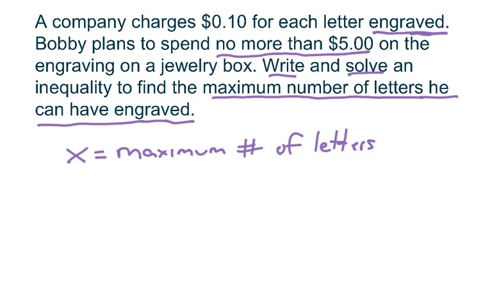Okay, and then we're going to say that for every letter he is engraving, it's 10 cents. So if it's 10 cents per letter, or in this case it says 10 cents for each letter, that indicates that we're multiplying. So every letter that he is engraving is going to be multiplied by 10 cents, which is 0.10. And this total on the left-hand side has to be less than or equal to $5.